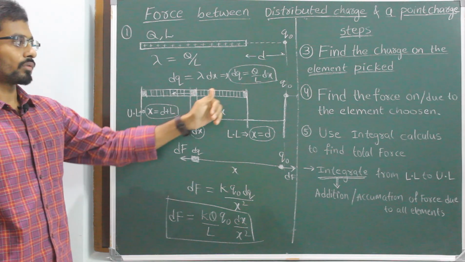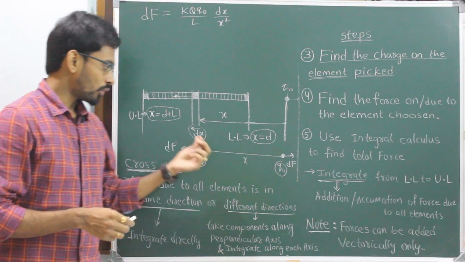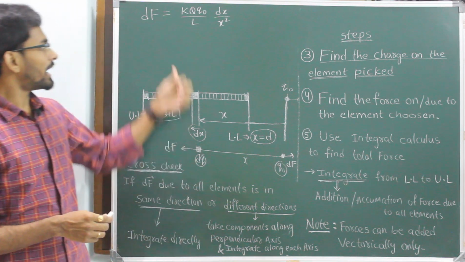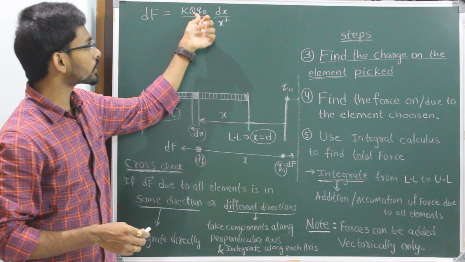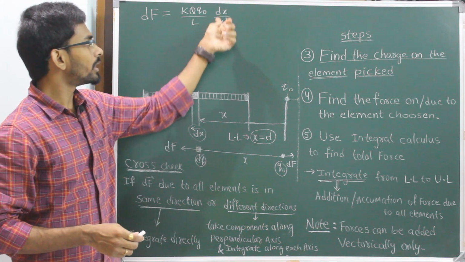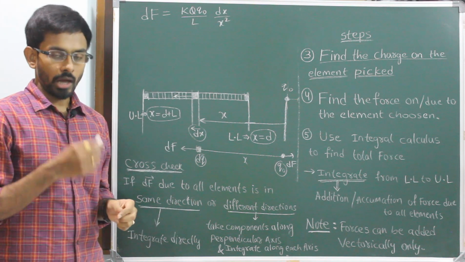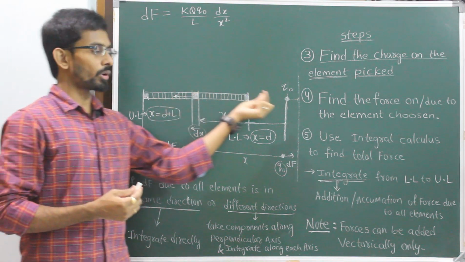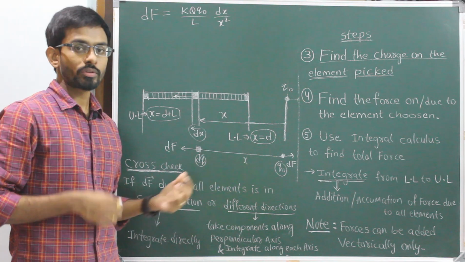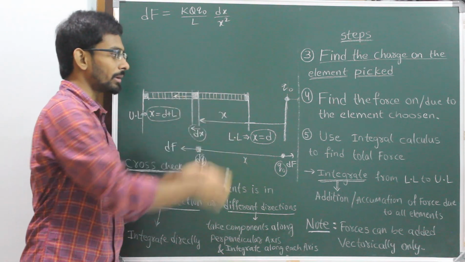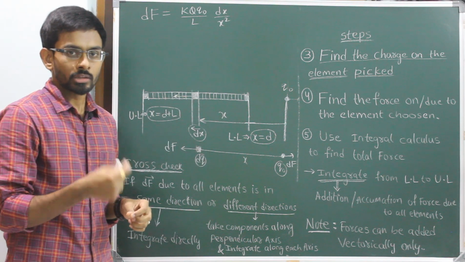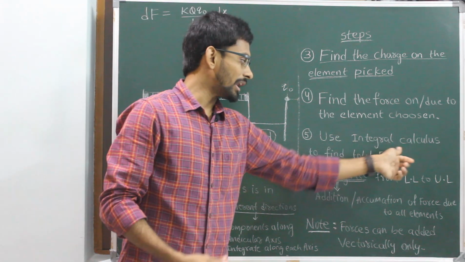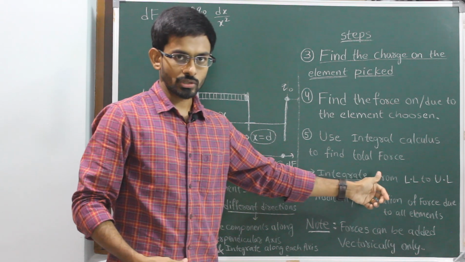So that is our fourth step. So we found the force of interaction between the element chosen and the point charge as dF is equal to K into Q naught by L into dx by x square. Now we want the force of interaction due to the entire rod and point charge, not this single element. So we have to add due to all these elements. We cannot add manually, so we will use a technique called integration. So we use integral calculus to find the total force.